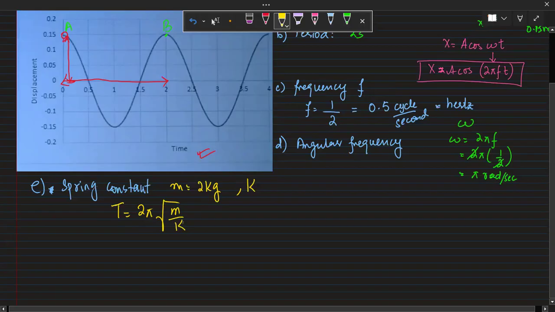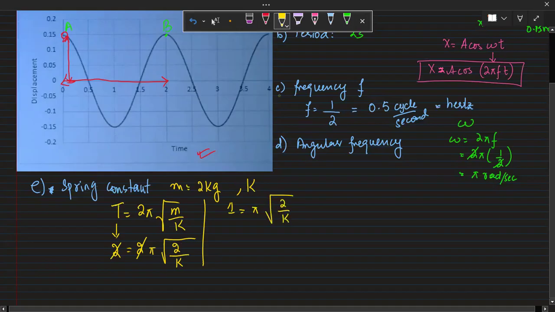The time period is 2 pi under root m upon k, where we know that the time period of this system is 2 seconds. So that's 2 equals 2 pi under root 2 kilogram divided by k, which is unknown. We are going to make k the subject. So this 2 and 2 get cancelled, and we are left with 1 equals pi under root 2 over k.